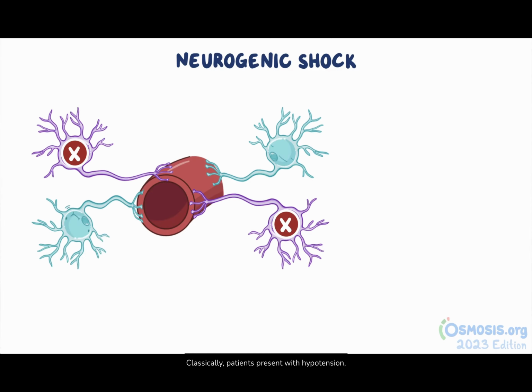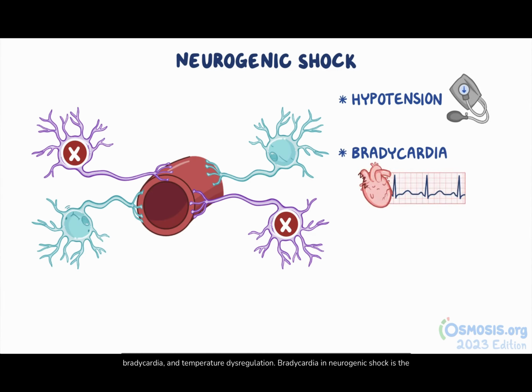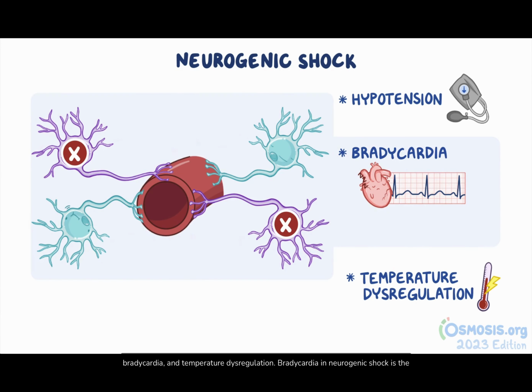Classically, patients present with hypotension, bradycardia, and temperature dysregulation. Bradycardia in neurogenic shock is the result of an unopposed parasympathetic nervous system in the absence of the sympathetic stimulation. This is a unique characteristic of neurogenic shock that differentiates it from other types of shock.